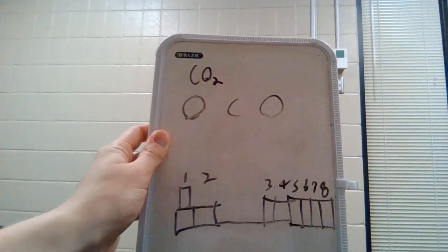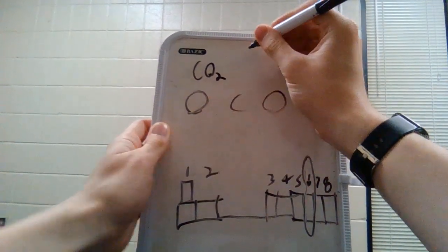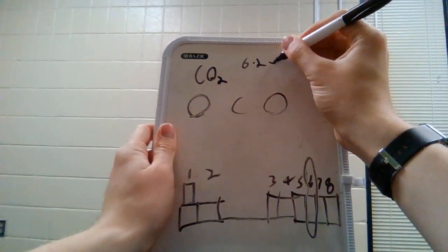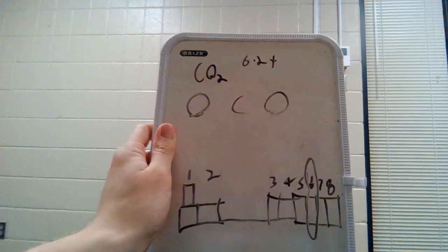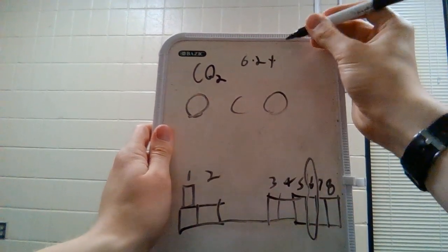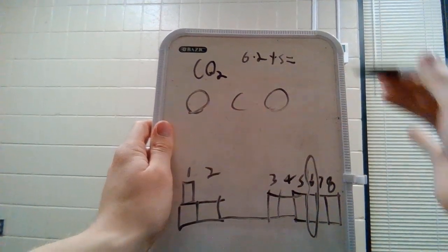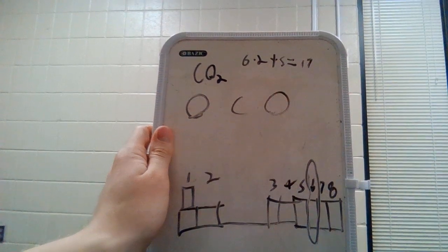oxygen has 6 valence electrons. It's in this row. So we get 6 times 2, because there are 2 oxygens, plus however many carbon valence electrons there are. There's 5 carbon valence electrons, so 5. We add that up, and we get 17. So what do we do now?